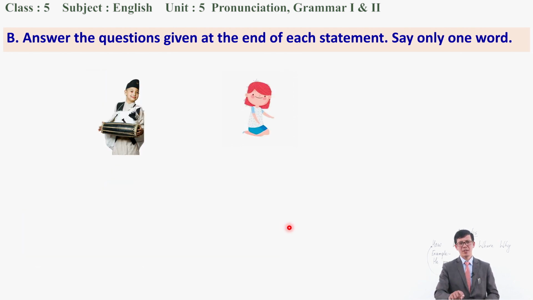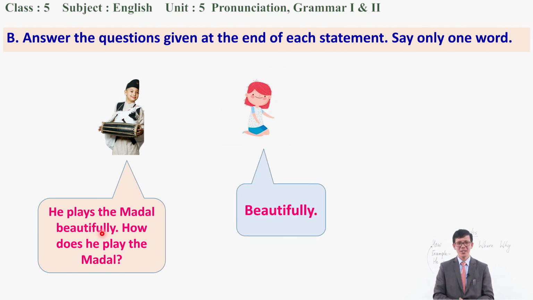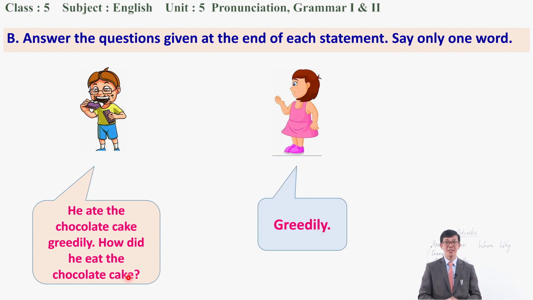Okay. Another one. Let's see here. Look, he plays the model beautifully. Okay. Now the question, how does he play the model? Look, what is the last word of this statement? He plays the model beautifully. Good. Okay. The answer is beautifully. All right. He plays the model beautifully. Right. Let's look at another one. Let's see the statement first. He ate the chocolate cake greedily. Okay. Look, this boy is eating the chocolate cake greedily. Now, the question is, how did he eat the chocolate cake? And the answer is, excellent, greedily.